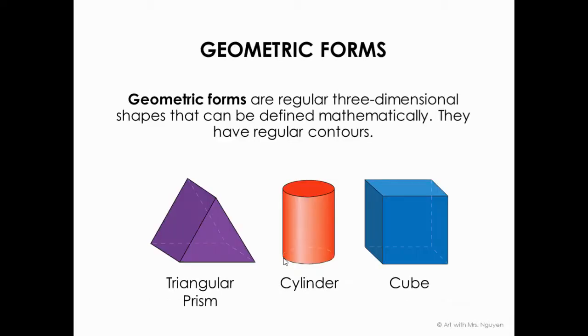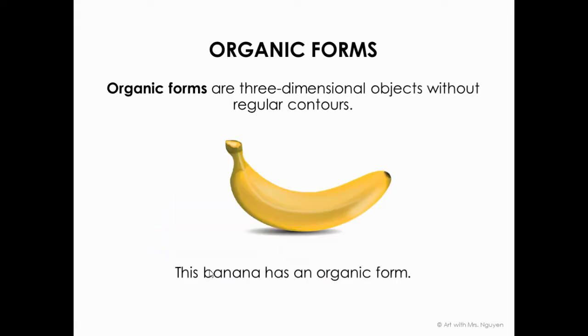Geometric forms are regular three-dimensional shapes. These are the ones you might study in math. They are very predictable. They have names like cylinders, cubes, and triangular prisms or pyramids. Organic forms are also three-dimensional, but they don't follow those same rules mathematically. They really can vary. So this banana has an organic form.